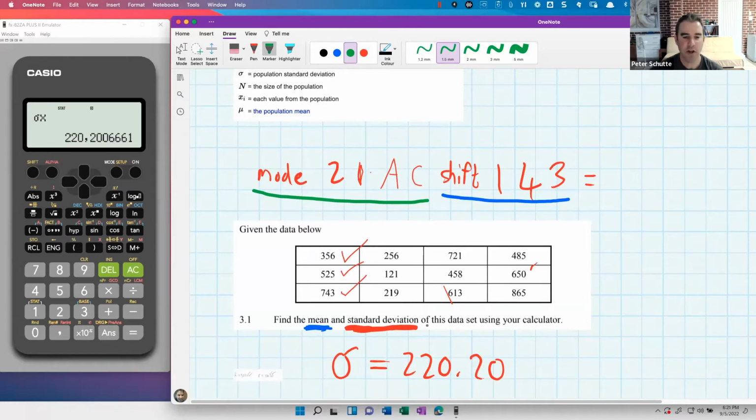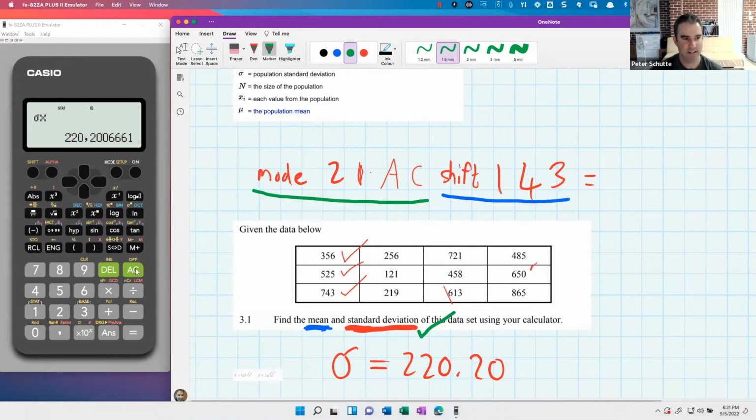Now, that's not the only question that they asked. They asked for the mean using your calculator. And in order to find the mean, you just hit AC again. You go Shift 1, 4, but this time you don't hit 3. Can you see that the mean is like this X bar thing? You hit 2. Okay, so you hit 2, and then you hit equals.